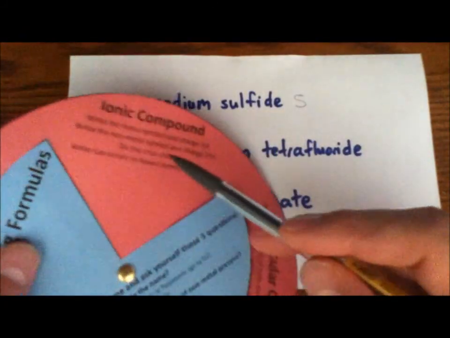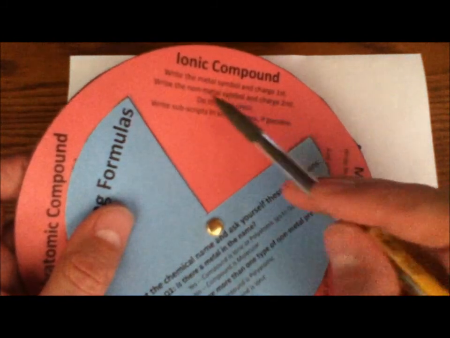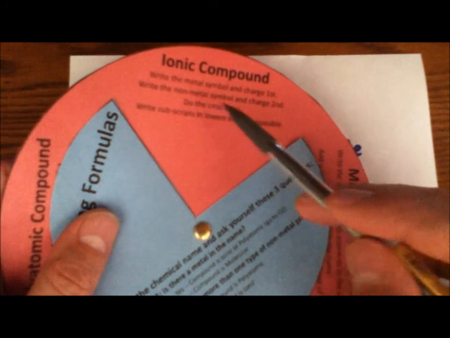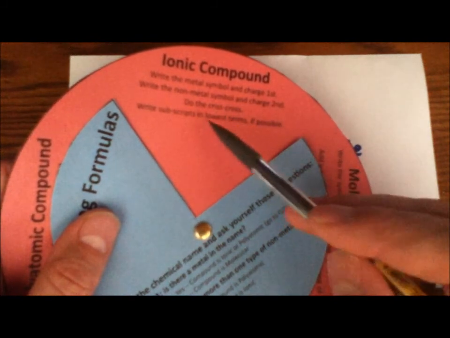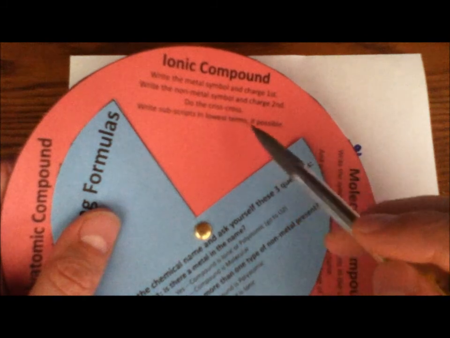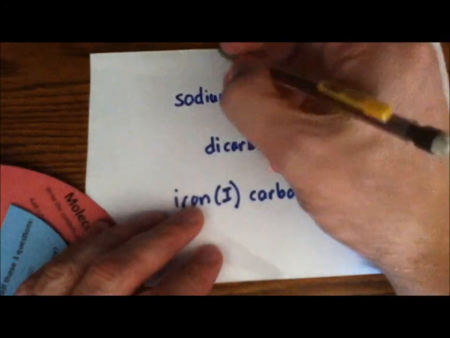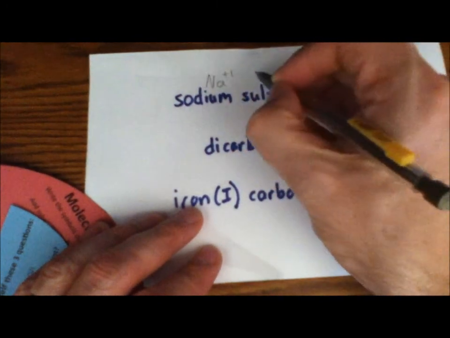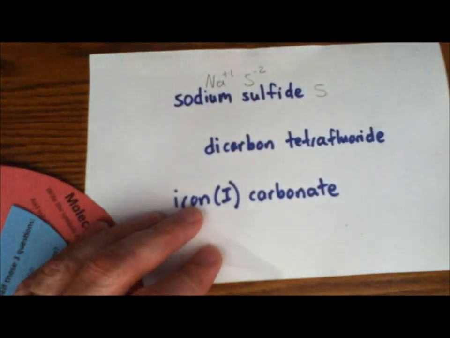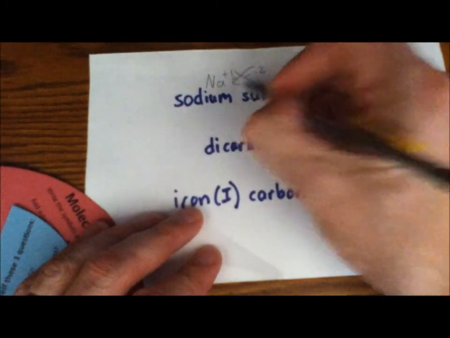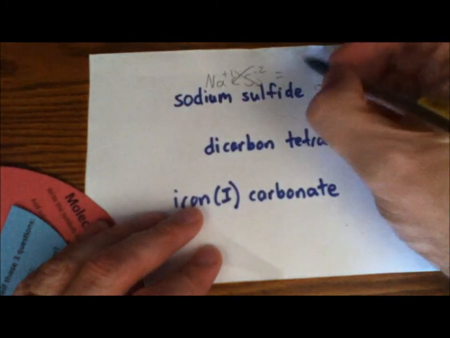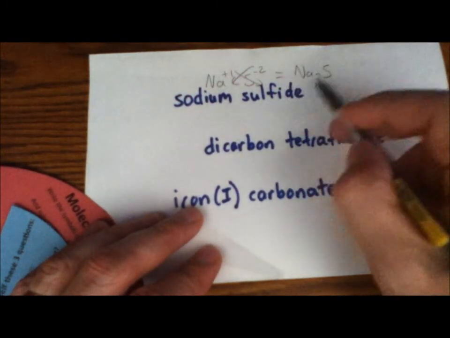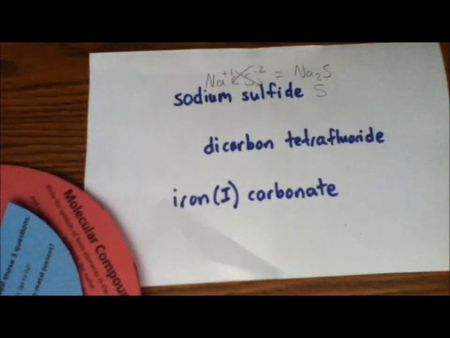Then you just follow the instructions that are here. Write the metal symbol and charge first, and then write the non-metal symbol second. Do the crisscross and write subscripts in lowest terms if possible. So sodium is Na, +1. Sulfur is S, -2. Do your crisscross, and that means your formula is Na2S. We can't reduce that to lowest terms, so we're done.